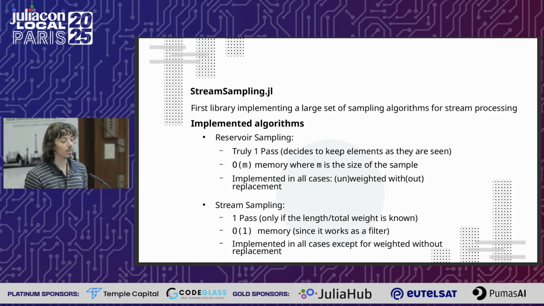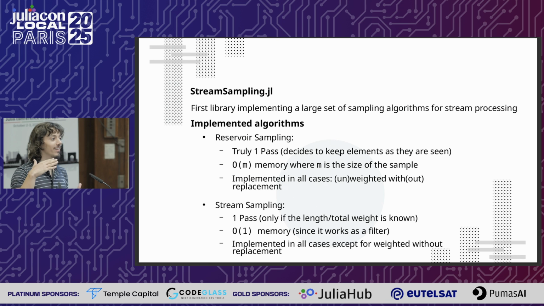This library is actually the first in all languages which implements a large set of these methods. And Julia is especially suited because it allows you to have performance even in this sequential iteration setting, in which vectorization actually doesn't apply. The implemented methods are of two categories. The first are reservoir sampling methods, and the second I called the stream sampling methods.